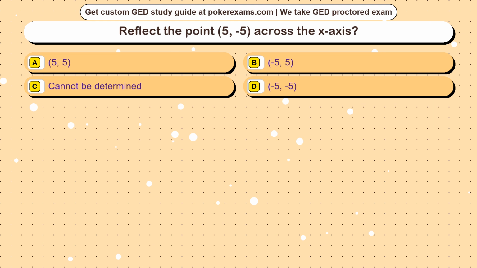Question 24. Reflect the point (5, -5) across the x-axis. Option A, (5, 5). Option B, (-5, 5). Option C, cannot be determined. Option D, (-5, -5).